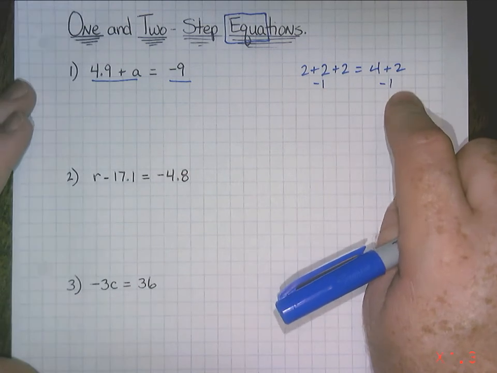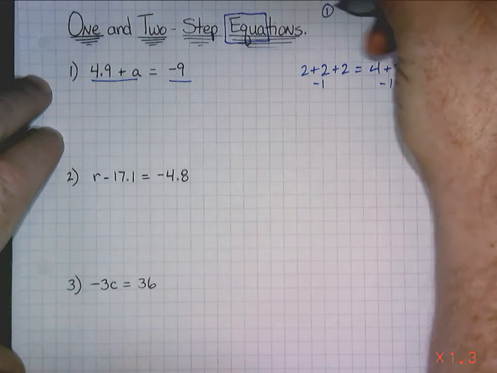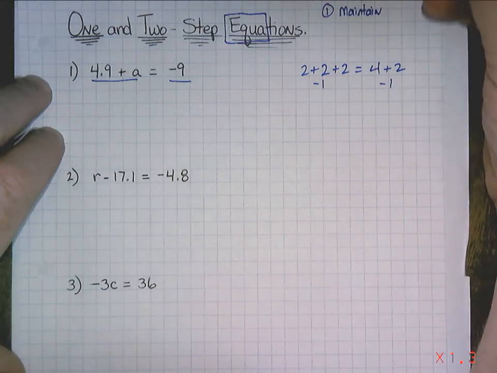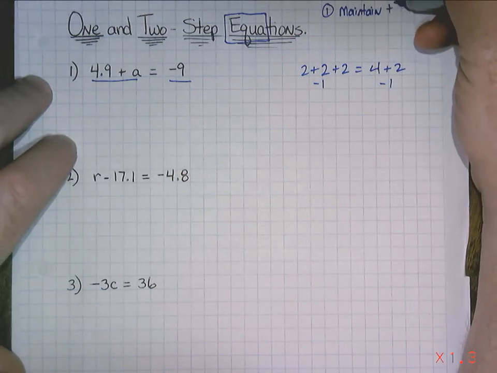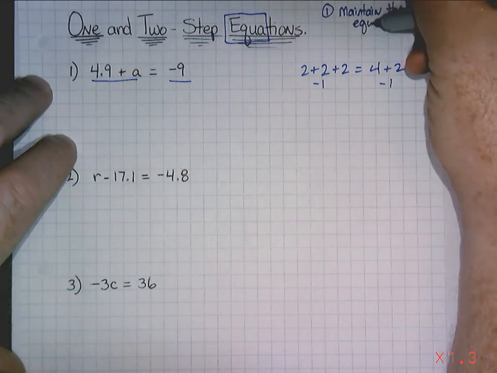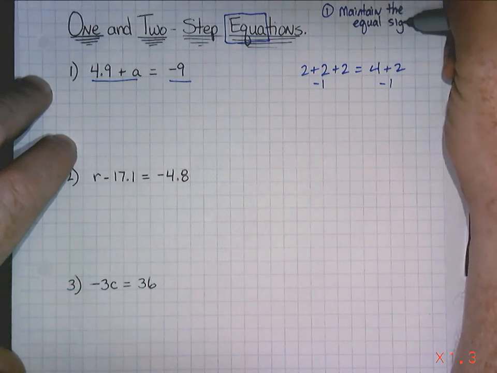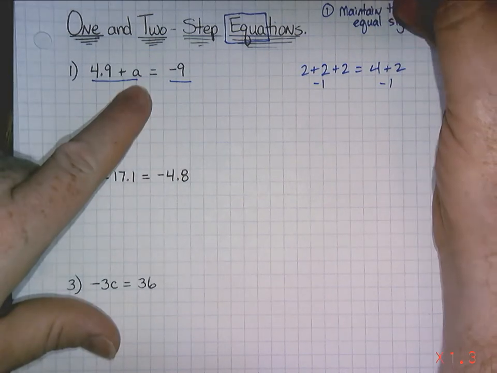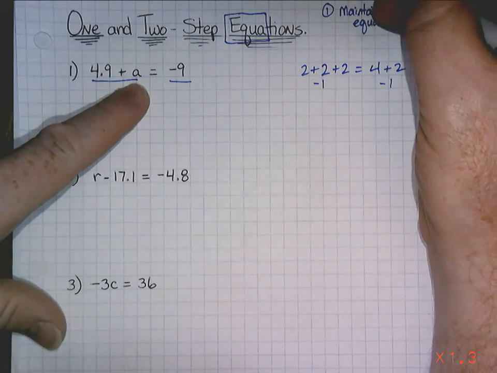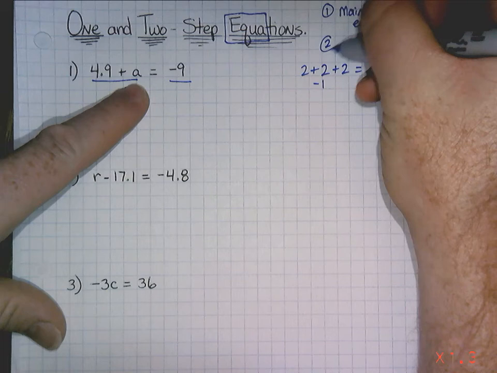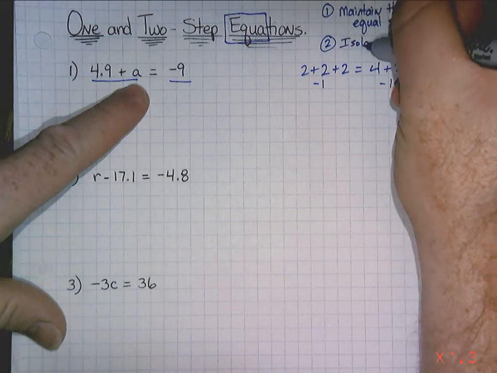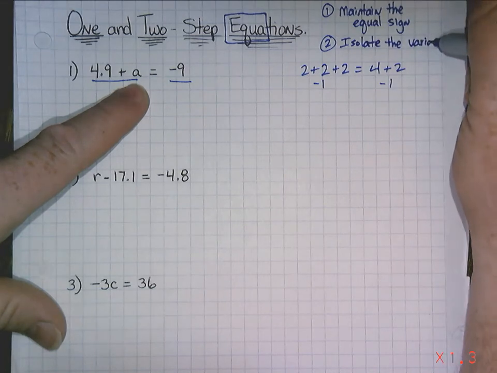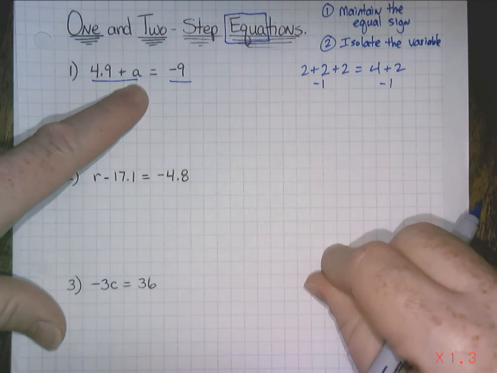So in an equation, the very first thing that we need to do is maintain the balance, right? Maintain the equal sign. And the second thing we need to do in order to solve for the variable, in this situation here for number 1a, is isolate it. So we have to isolate the variable. We have to put it by itself. Those are the two big things that you need to do in one-step and two-step equations.